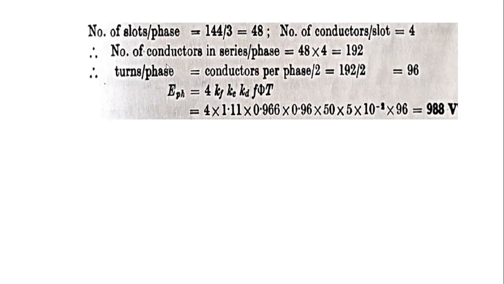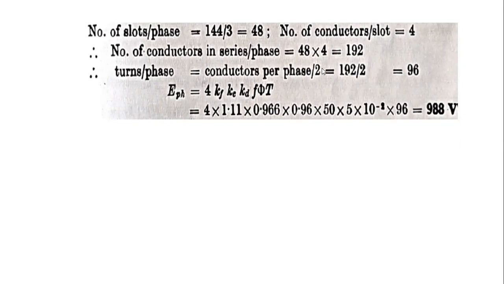Then we calculate the number of conductors, that is Z. Z is equal to number of slots per phase, that is 48 into 4. Then we obtain 192. After calculating the Z value, we calculate the T. What is the formula for T? That is number of turns. Turns is equal to conductors per phase by 2, that is Z by 2.